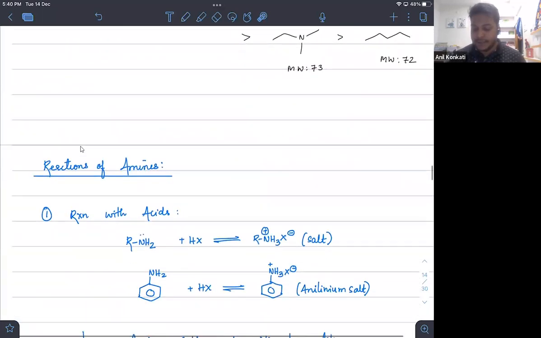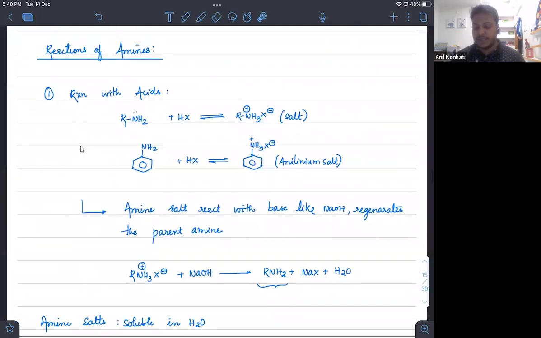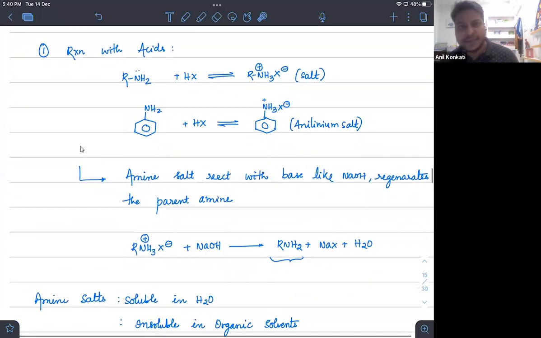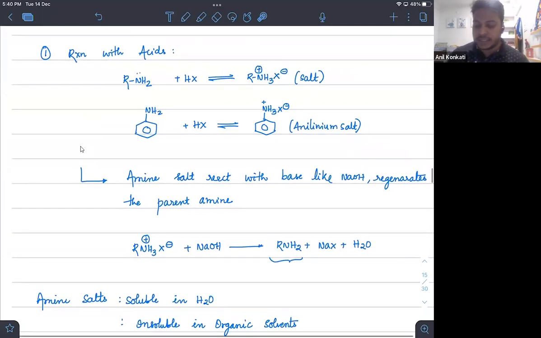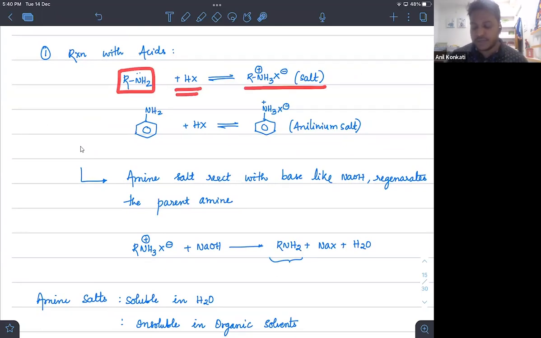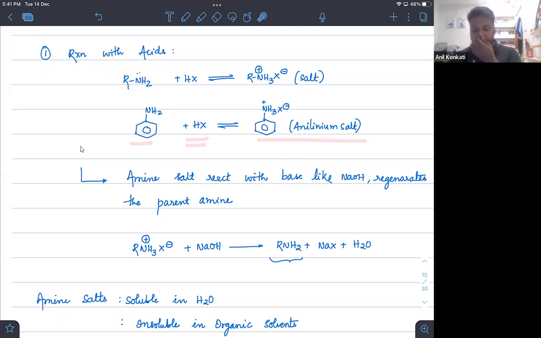Now coming to the reactions of amines. Reactions of amines are mostly acid-base reactions, correct, or nucleophilic reactions. First, reactions with acids. RNH2 in the presence of H plus will form a salt. Aniline in the presence of H plus will also form an anilinium salt.